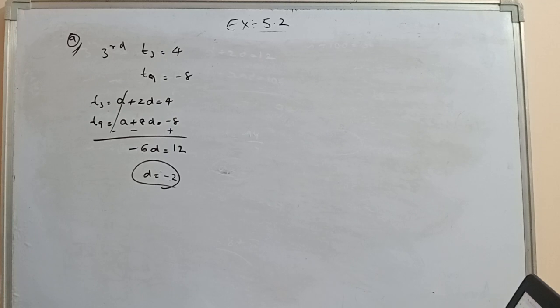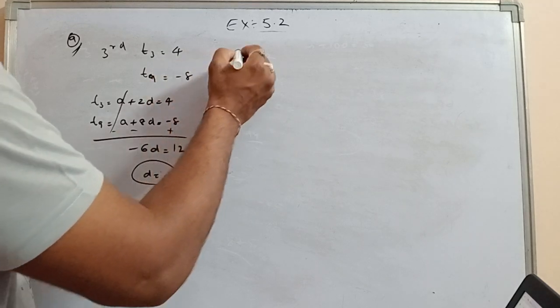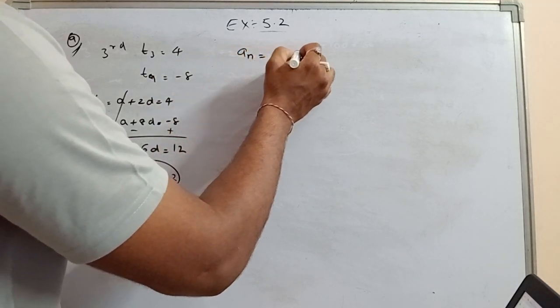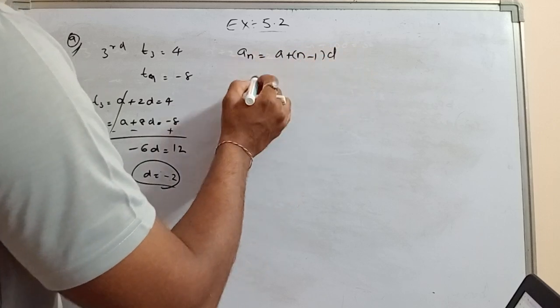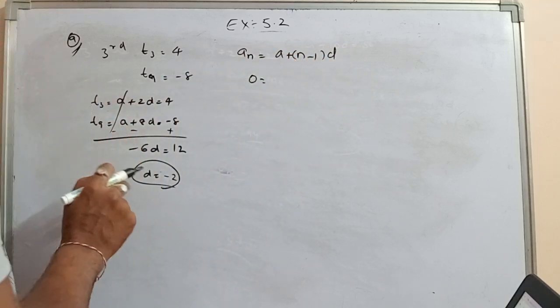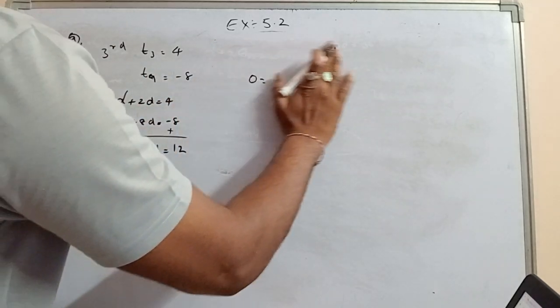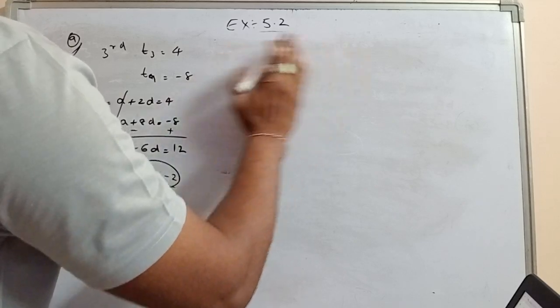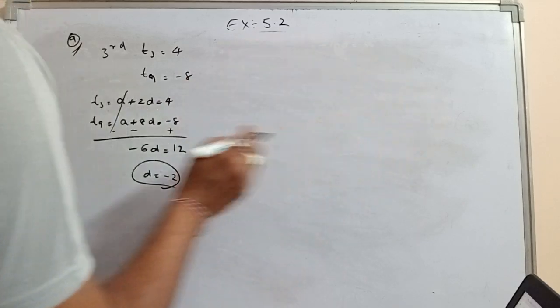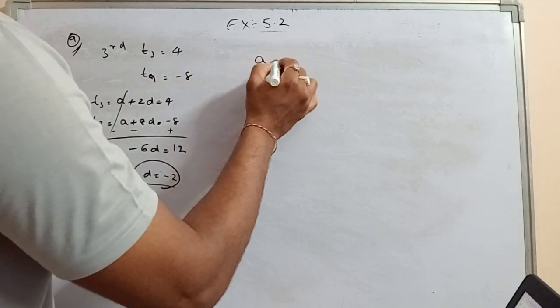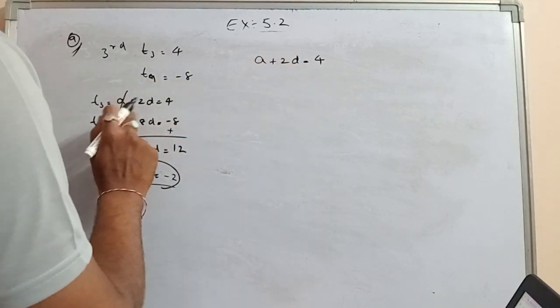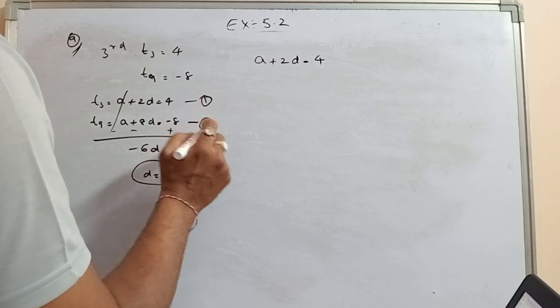We have to find which term of the arithmetic progression is 0. So they have given that the nth term is 0, that is a plus n minus 1 into d. This term will be 0, and the value of a we have to find. In order to find the value of a, we substitute in either equation. So a plus 2d equals 4 is the first equation.